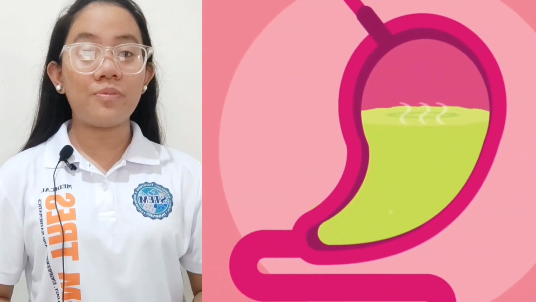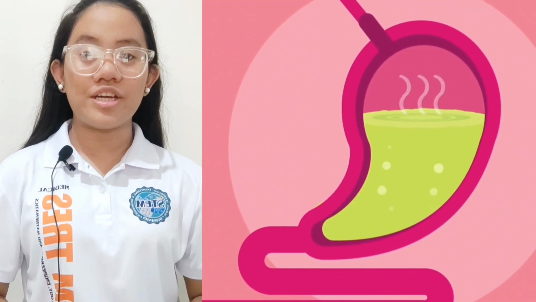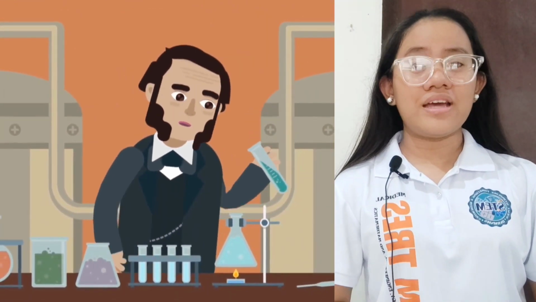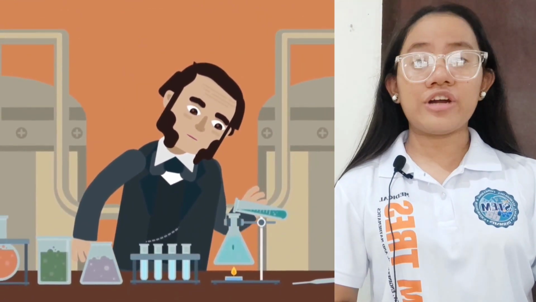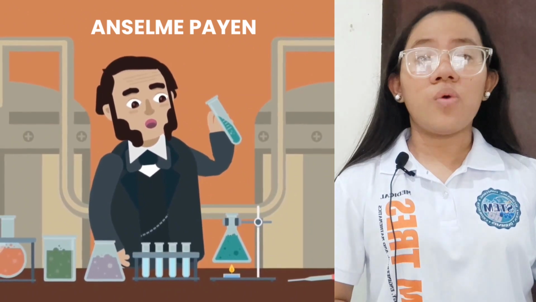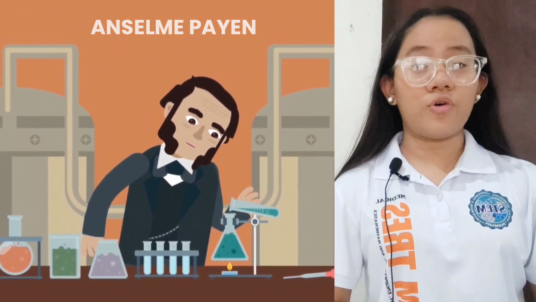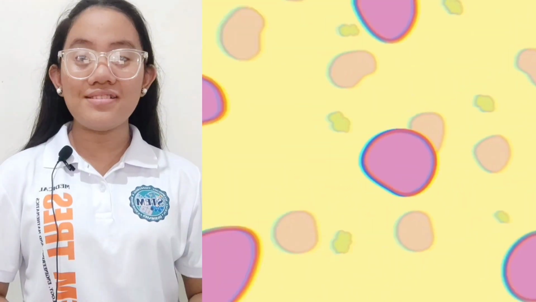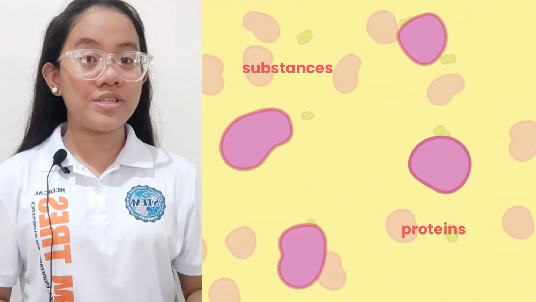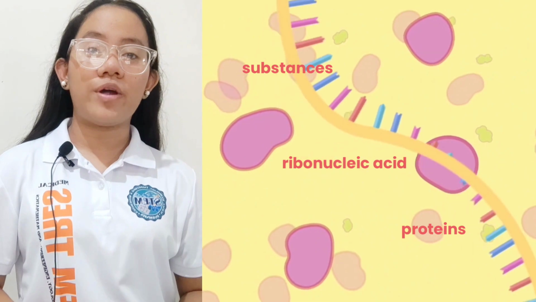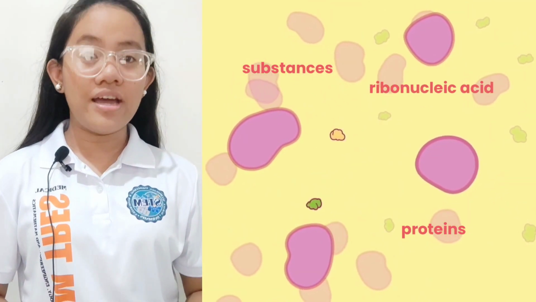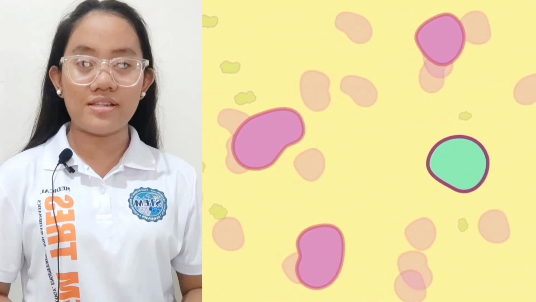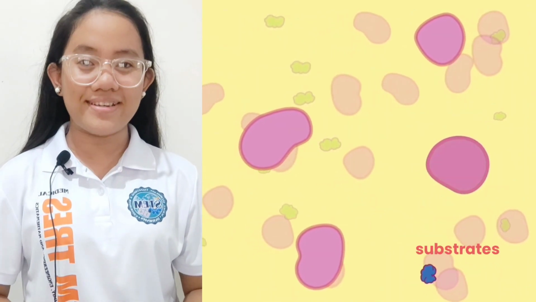The human body is a product of different chemical reactions and processes. But what controls these reactions? In 1833, a French chemist, Anselme Payen, was the first to discover the vital force that drove these reactions and name it enzyme. Enzymes are substances, proteins, or in some cases, ribonucleic acid, RNA, that speed up the biochemical reaction by modifying specific substances called substrates.